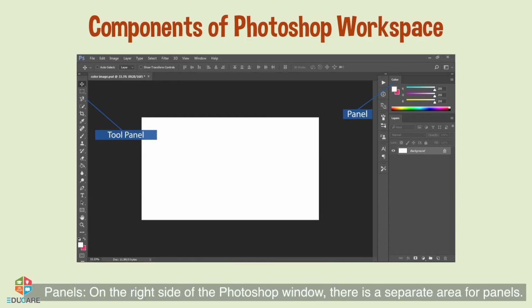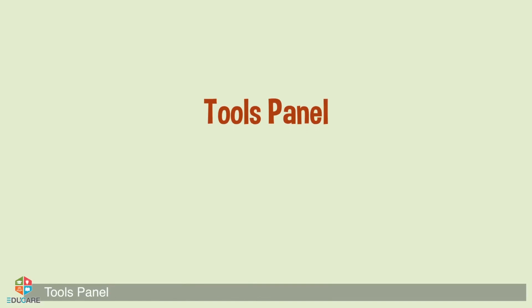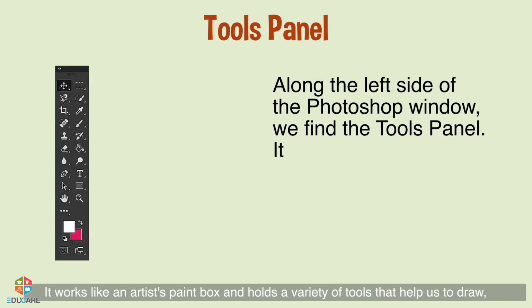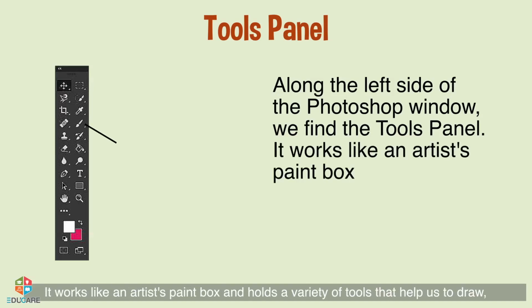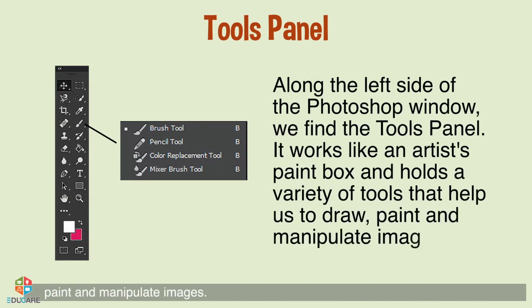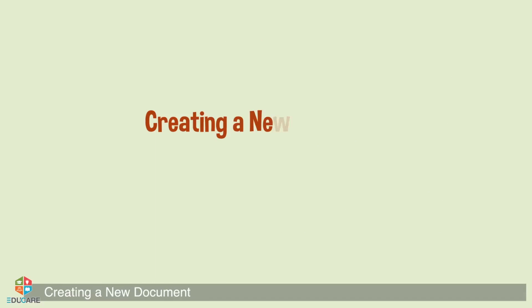Panels. On the right side of the Photoshop window, there is a separate area for panels. Photoshop offers various panels that can either be grouped or stacked. Panels can be placed anywhere on the screen. To move them, click on the panel top and drag the panel while keeping the left mouse button pressed. Tools panel. Along the left side of the Photoshop window, we find the Tools panel. It works like an artist's paint box and holds a variety of tools that help us to draw, paint, and manipulate images.